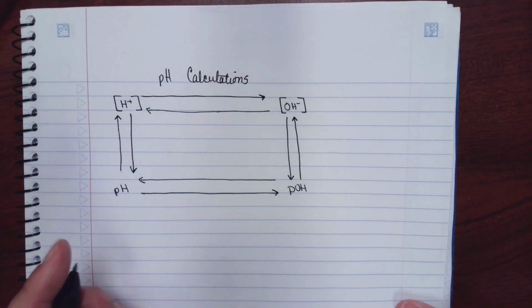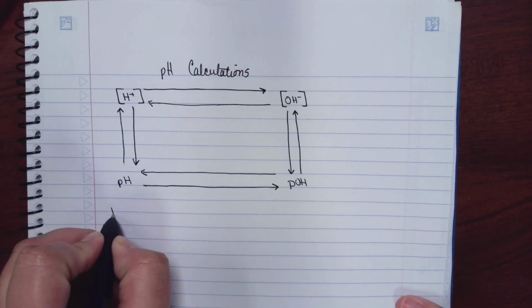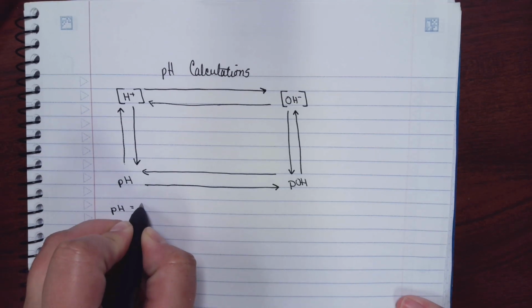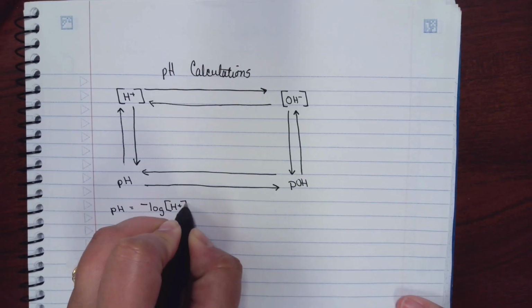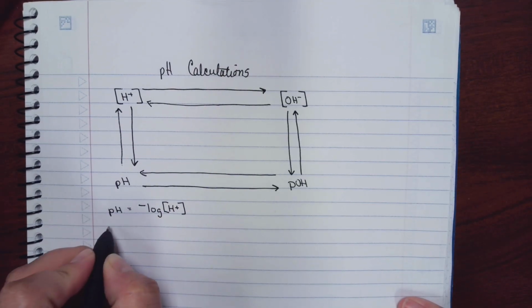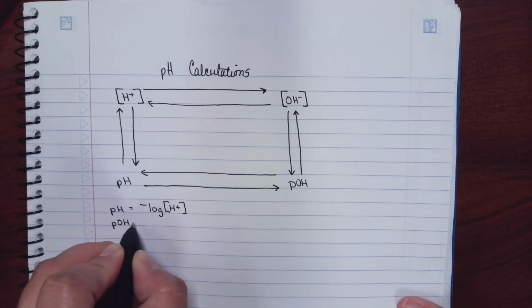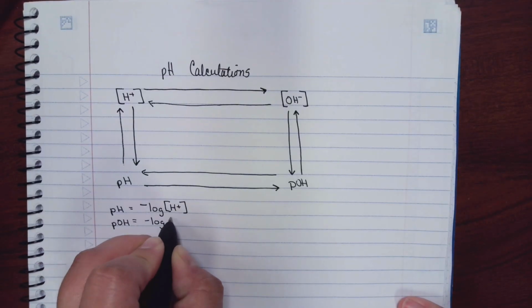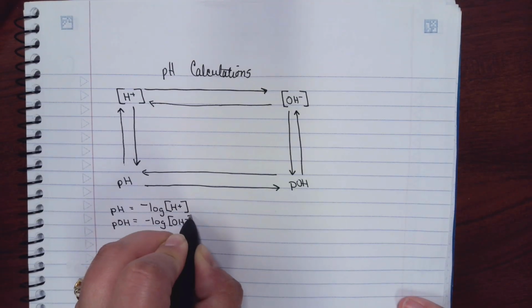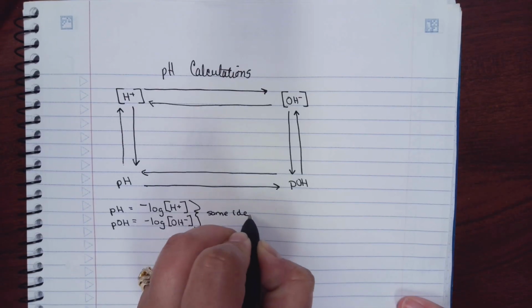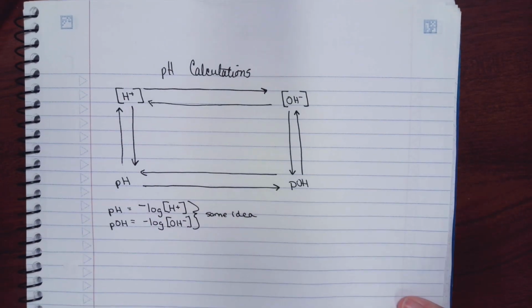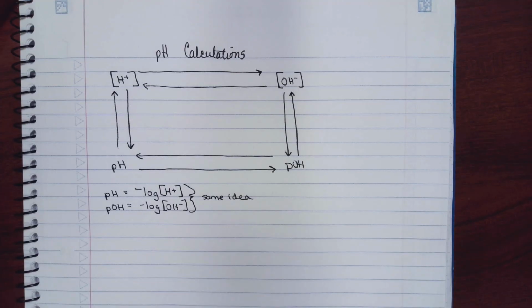Now, there are several relationships that we need to know. pH is equal to the negative log of our concentration of H+. Okay? The same is true with pOH. pOH is equal to the negative log of the concentration of hydroxide ions. So those ones kind of go together. Same idea, different perspective. One is looking at it from the hydrogen perspective, from the acidic perspective. One of them is looking at it from the hydroxide perspective, the basic perspective.